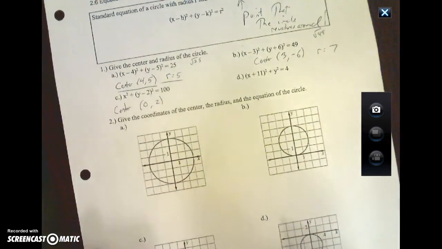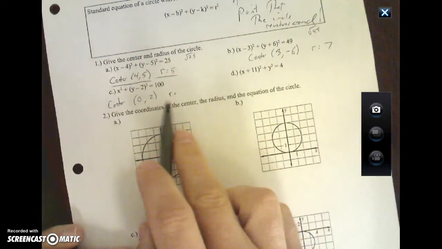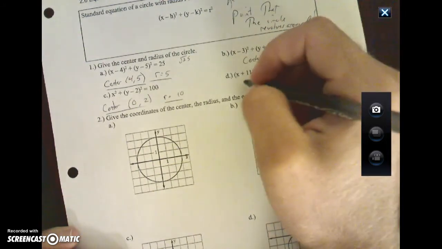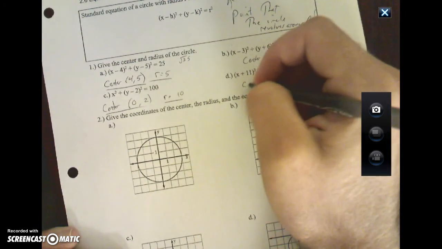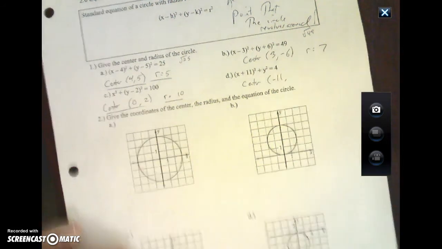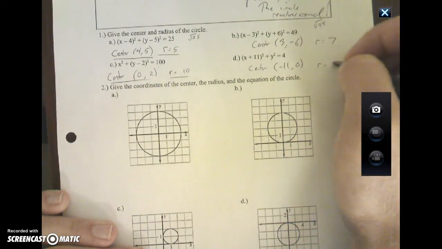Woohoo! Nice. And then for your radius, it's just the square root of 100, which gives you 10. Boom, boom. Over to the right, x plus 11 squared, the quantity rather. Our center is going to be the opposite, -11. And then what value is next to y? Hopefully you guys see it's nothing, so it's 0. And then the square root of 4 is 2.